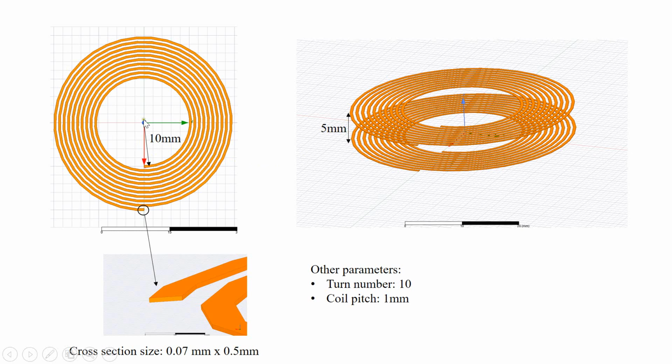For one winding, its inner radius is 10 mm and it includes 10 turns, and the coil pitch is 1 mm. Coil pitch means the distance between the center of one turn to the center of the next turn. And here is a cross section of the coil. Its thickness is 0.07 mm and its width is 0.5 mm.